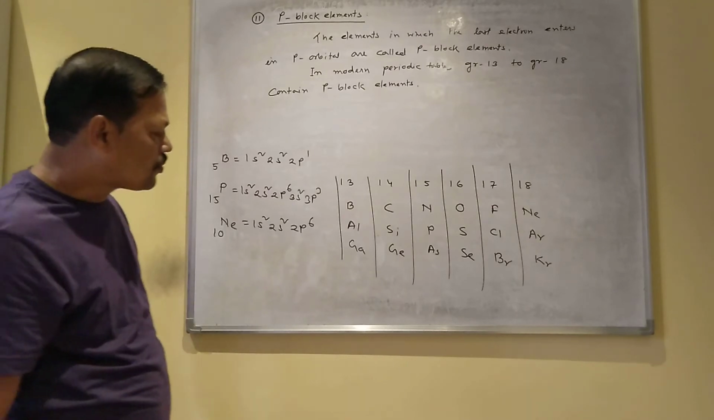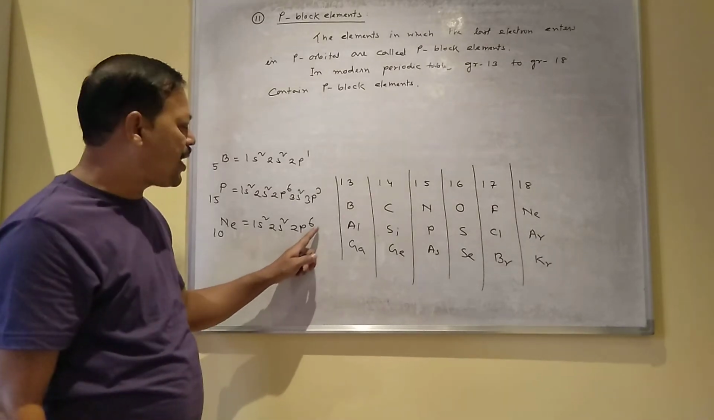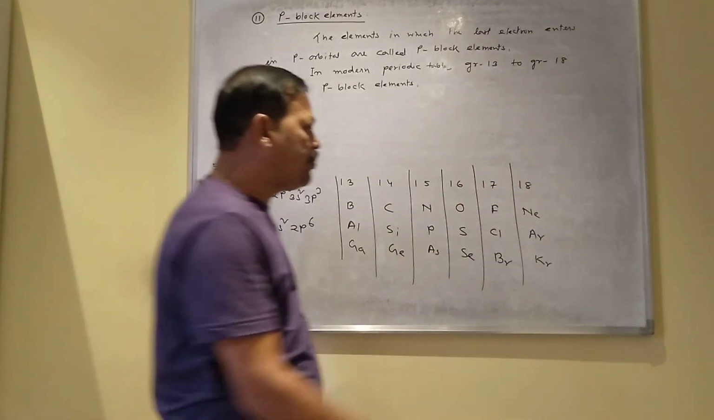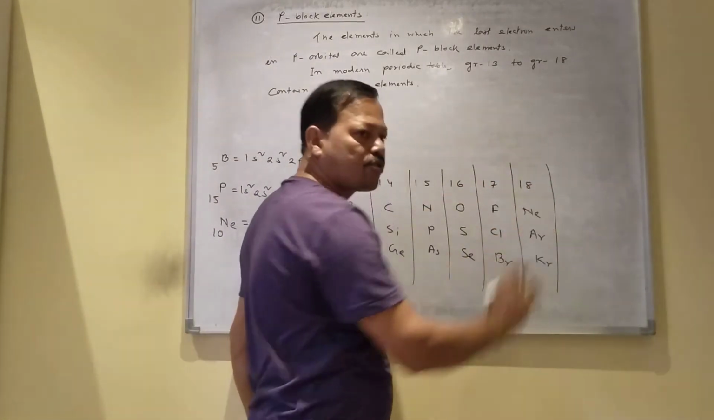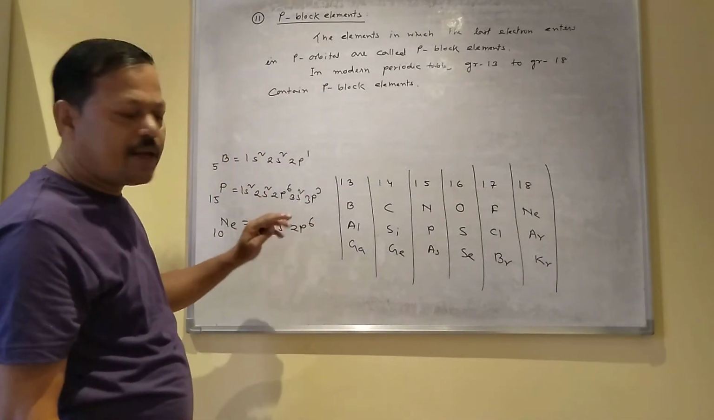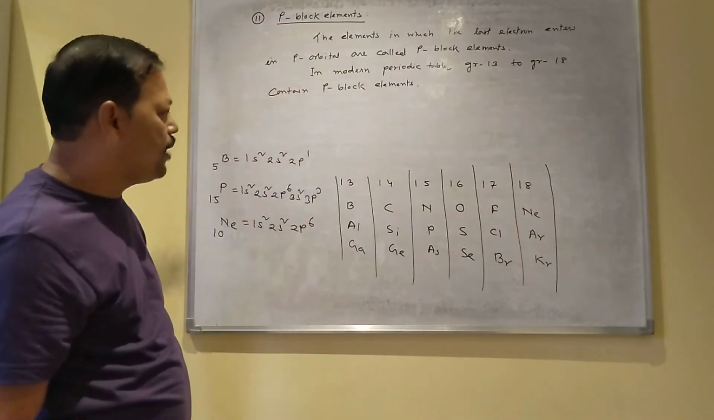As you know, P can contain a maximum of 6 electrons, and noble gases contain 6 electrons in P, and that is why the noble gas is the last one. Since their last electron enters P, they belong to the P block elements.